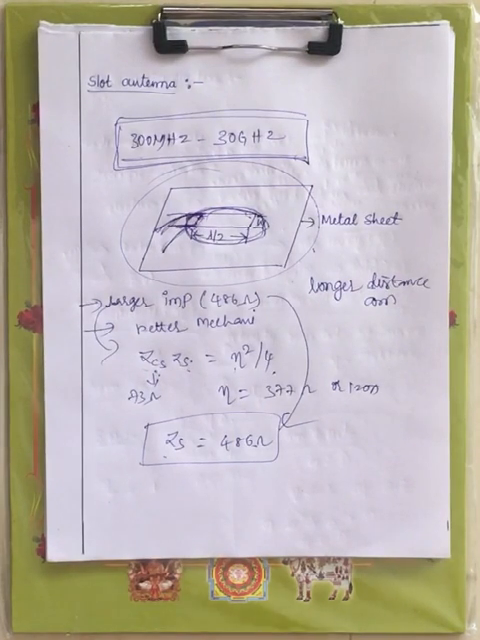Because of the horizontal position, it provides vertical polarization. Because of that vertical polarization, it provides less attenuation and better mechanical stability. That's why the slot on the metal sheet or conductor sheet is preferred along the horizontal direction. Now this is used for radar navigation purposes, and it supports longer distance communication.